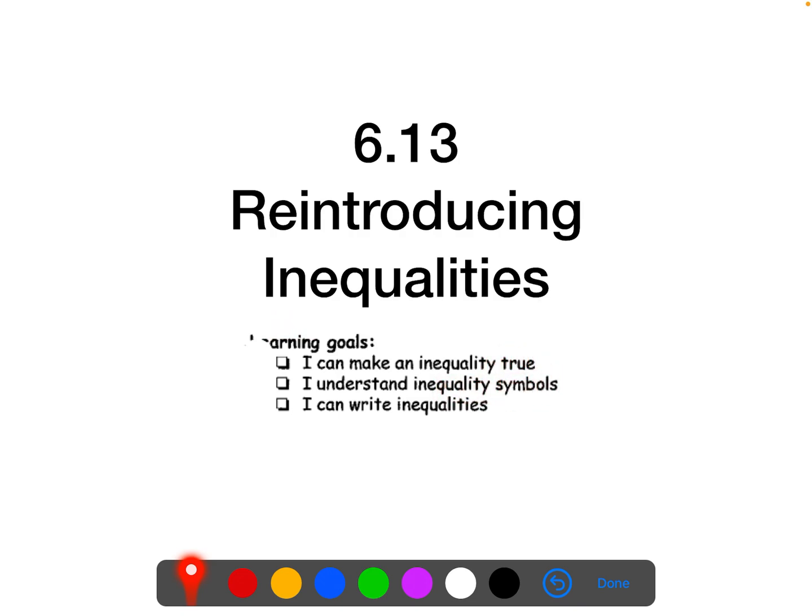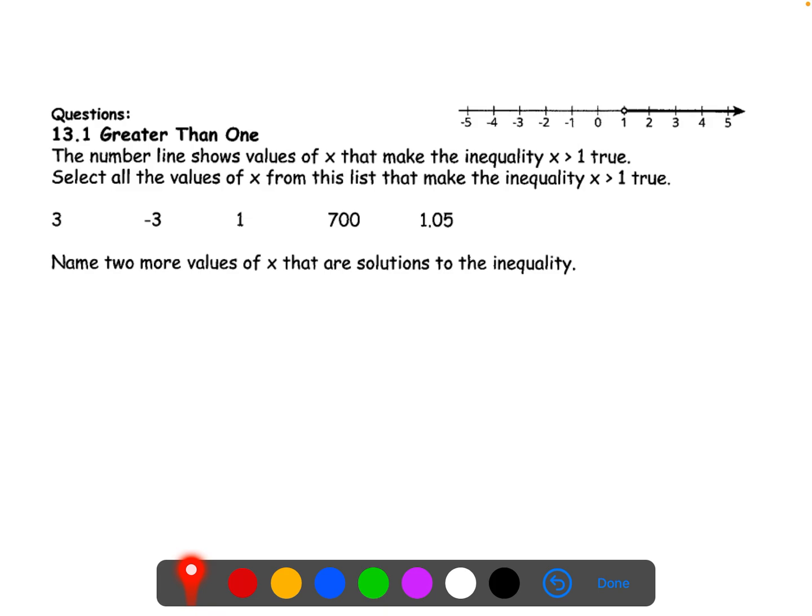what we're talking about. So to begin, we have a number line that shows values of x that make the inequality x is greater than 1 true. And that's what we're talking about today for inequalities. We're talking about these symbols greater than and less than and how they're representing more than just one number now. In an equation, there can only be one answer for x. But here, in an inequality, it's giving us a variety of answers.